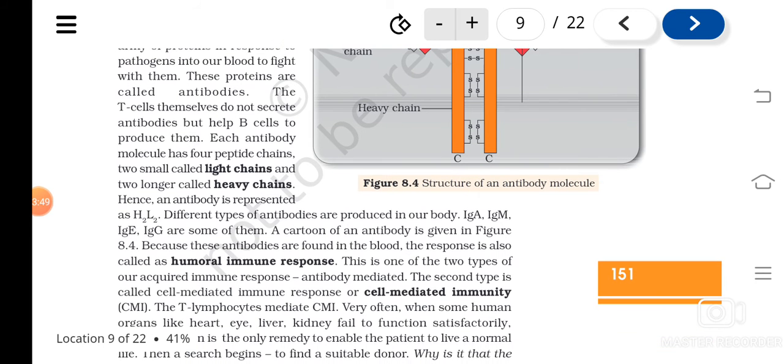Then we have studied about the structure of an antibody molecule, isn't it? Each antibody molecule is a protein, and it has four polypeptide chains: two small chains called light chains, and two longer chains called heavy chains. So it is represented by H2L2. Then examples of different antibodies are IgA, IgM, IgE, IgG, etc., isn't it?